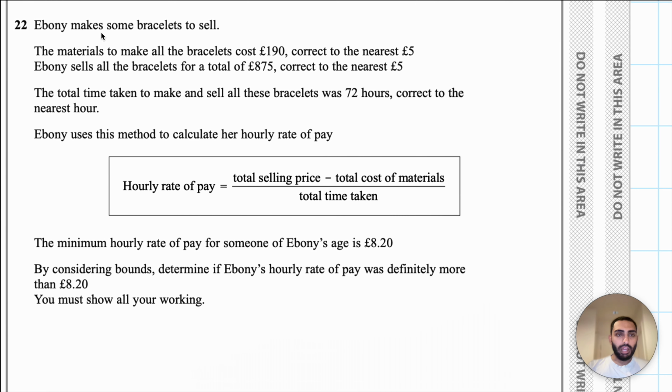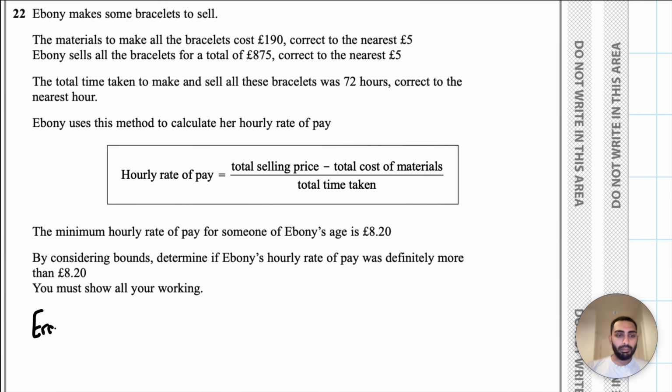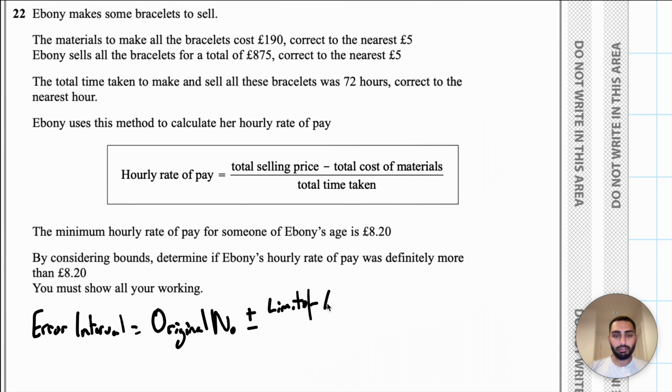Question 22. Ebony makes some bracelets to sell. The materials to make all the bracelets cost £190, correct to the nearest £5. Because this is a question that's concerning error intervals, I'm going to write all of my error intervals before I read the full thing. So to write error intervals, I'm going to take my original number and plus and minus my limit of accuracy. That's just whatever it's been rounded to, divided by 2.